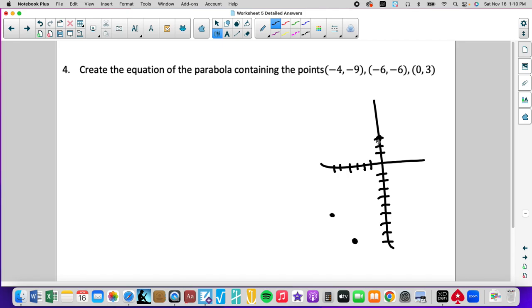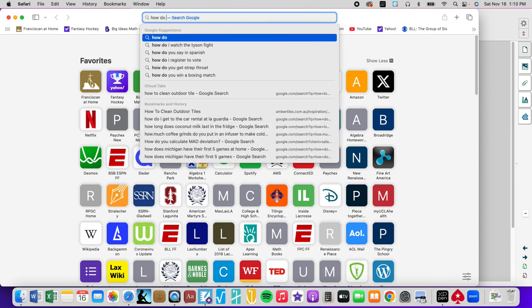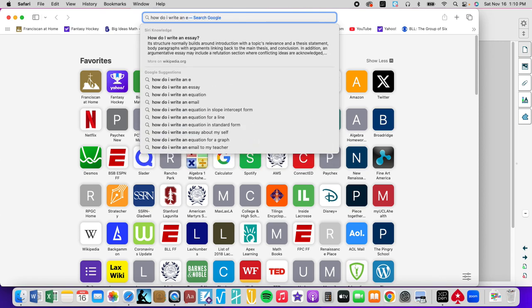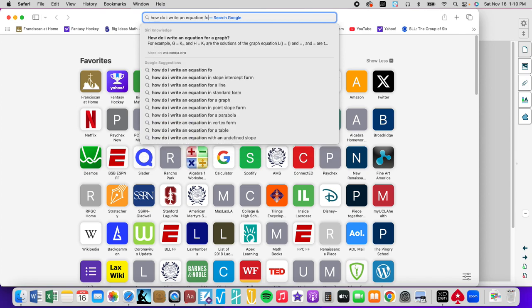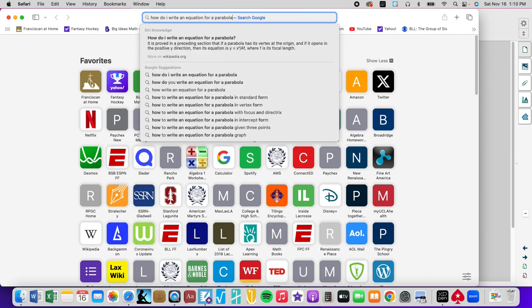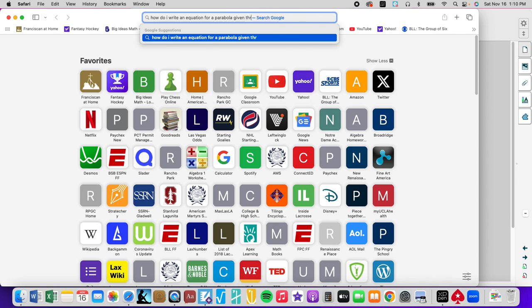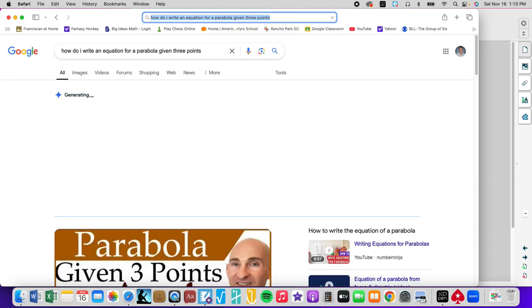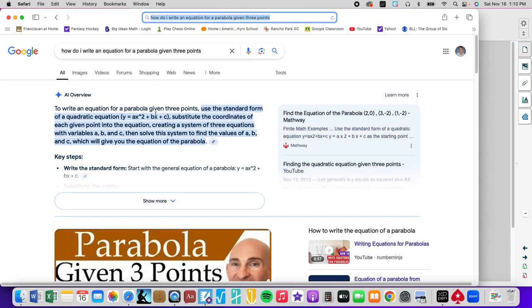All right. Well, let's do it on the run here. Let's learn while we're going. How do I write an equation for a parabola given 3 points? Okay, use the standard form of the quadratic equation, substitute the coordinates of each given point in the equation, creating a system of 3 equations, and then solve the system, which gives you the equation of the parabola.